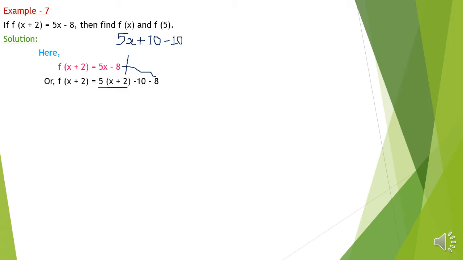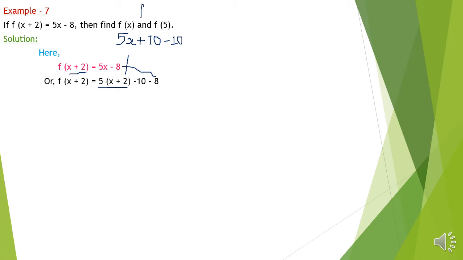So if you understand this part, this 10 came from this calculation of 5 times (x plus 2). Now how do we know we have to write x plus 2? It is very easy. What is given in the question? x plus 2 is given in the question inside the function. If the input is given as x plus 2, then we just have to blindly write x plus 2. If it is x plus 1, then we have to write x plus 1.